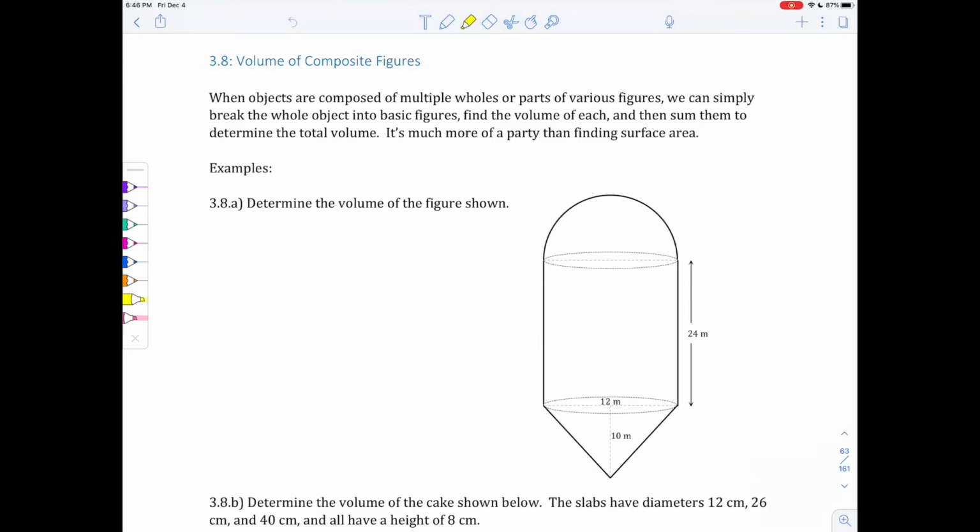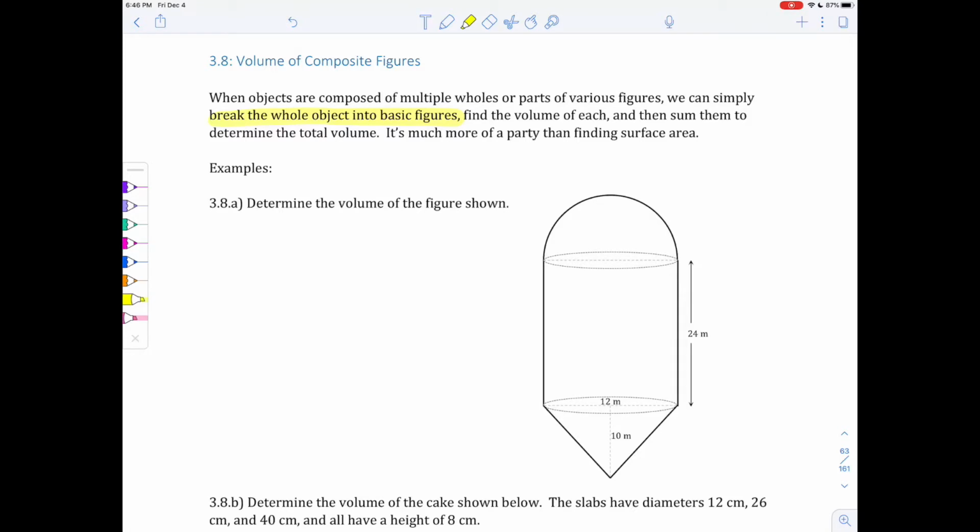I love finding the volume of composite figures. When we have objects that are based on multiple other figures, it's not so bad for finding their volume overall. We can break the whole object into basic figures, and then find the volume of each one of those pieces, add them up, and to be quite honest, it's way more fun than surface area. I'm telling you, that's why I love it.